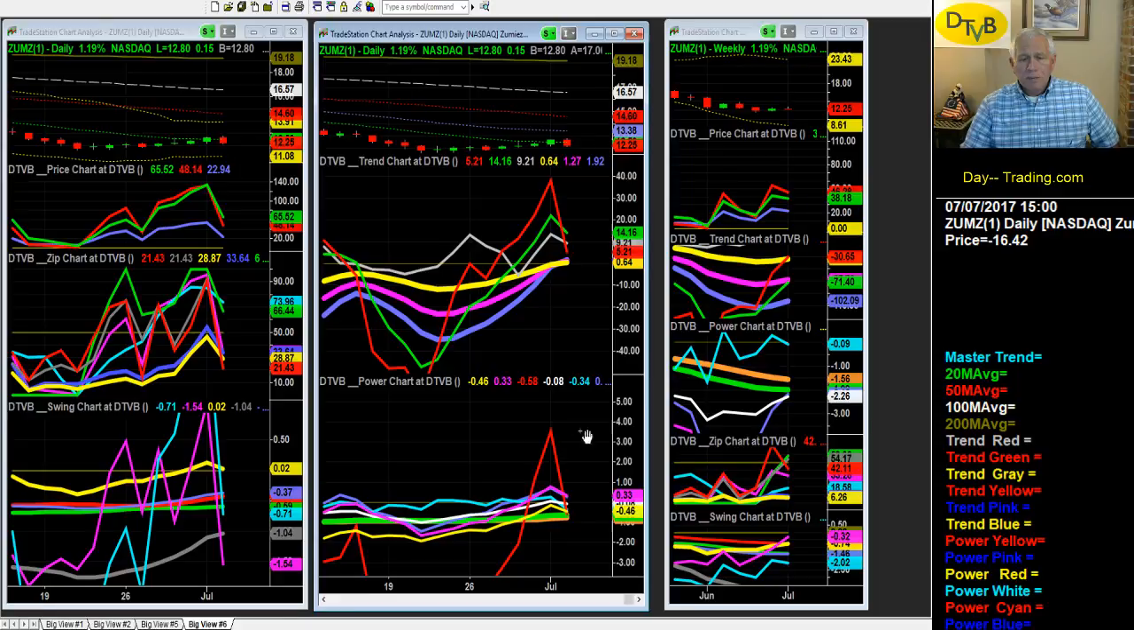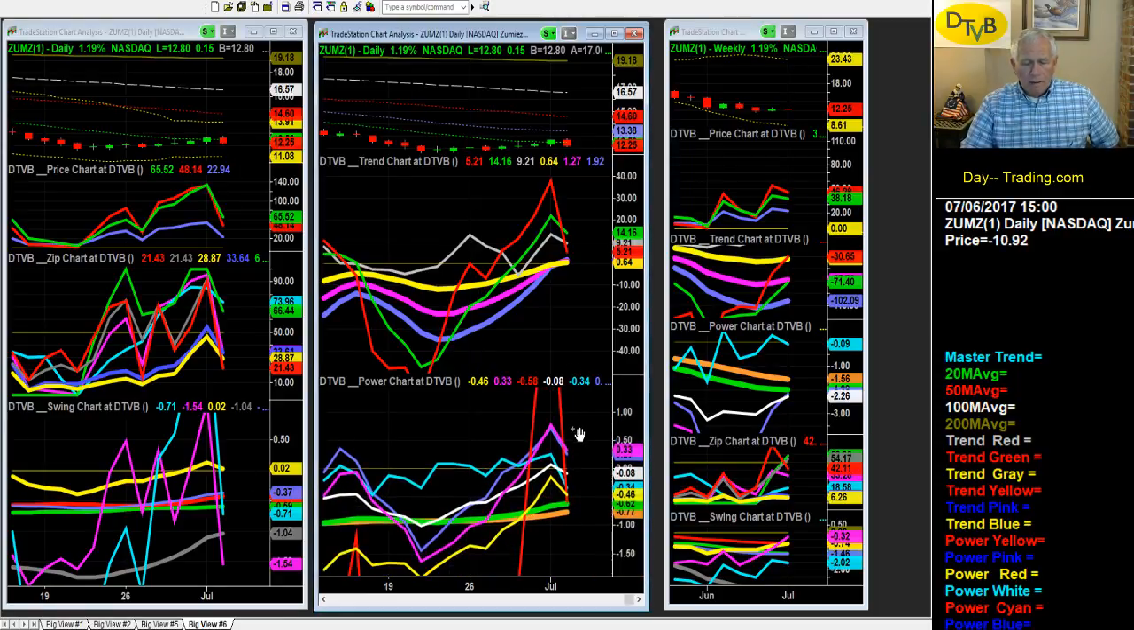Sometimes this happens when they're in between the trio, trend yellow, pink, and blue. So in this particular case, with the evidence that we have on ZUMZ here on July 5, 2017, it looks like we're going to have a gap up.